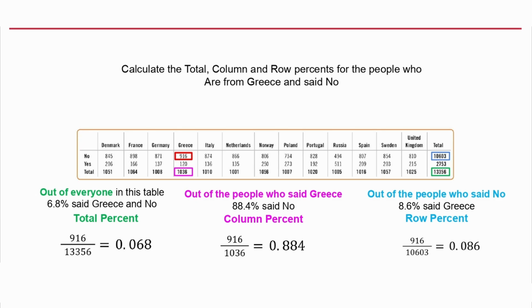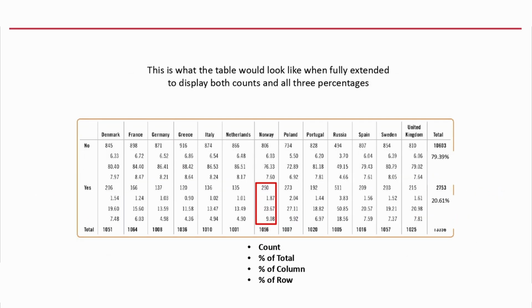If you wanted to know out of the people who said no, what percent said Greece, you would divide that by 10,603, giving you 0.086 or 8.6%. Sometimes when you make a contingency table in a software like JMP, not only will it give you those counts, but it'll give you all three of the percents underneath the counts.